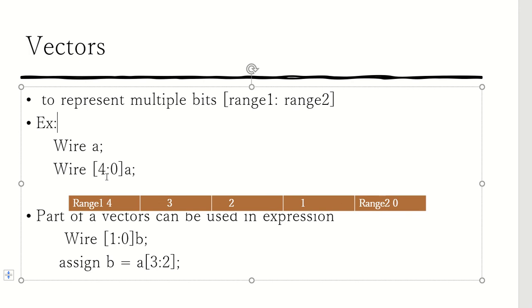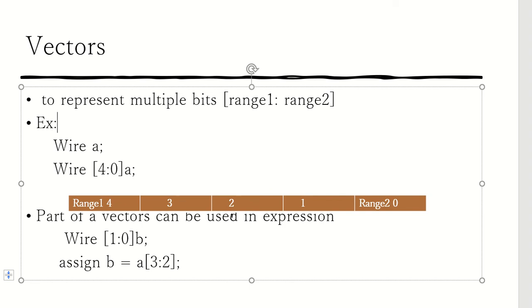For example, if we denote [0:4] a, then the MSB denotes the 0th bit of a, whereas the LSB denotes the 4th bit of a. So don't get confused here. Range 1 represents MSB and range 2 represents LSB. Be careful while declaring the vectors.